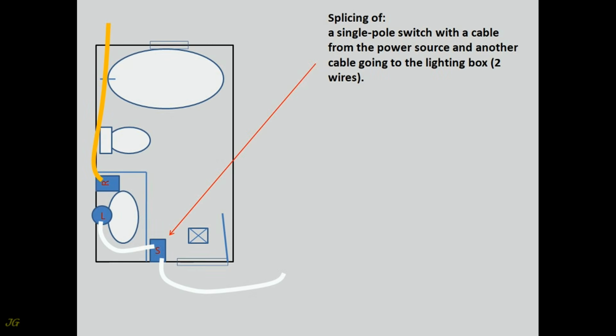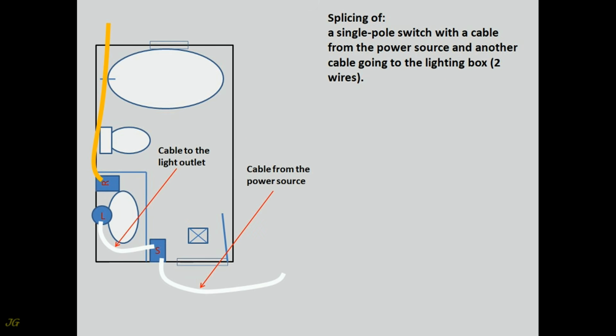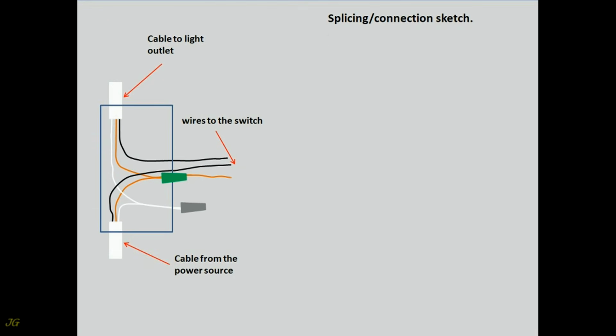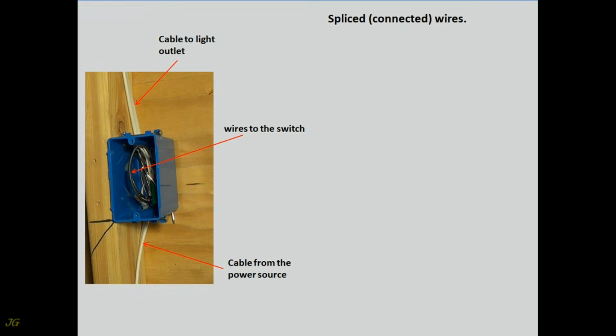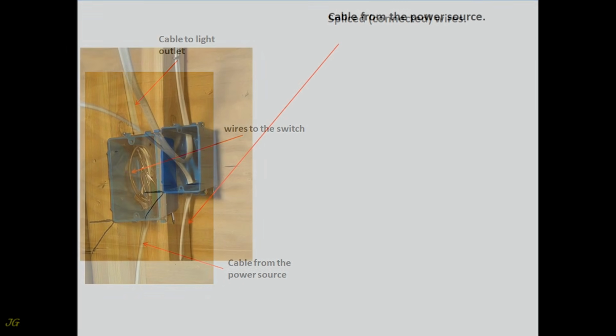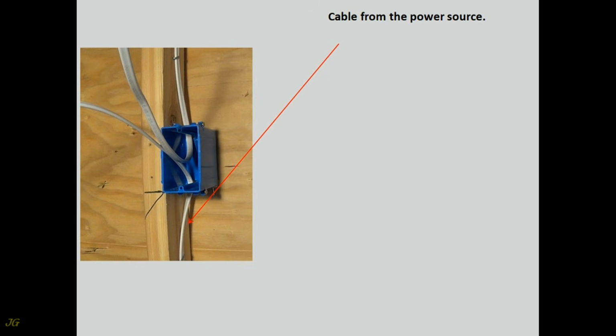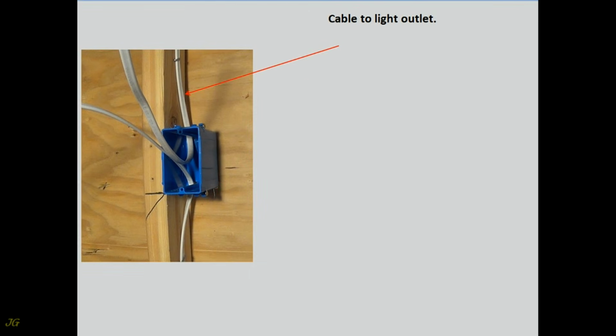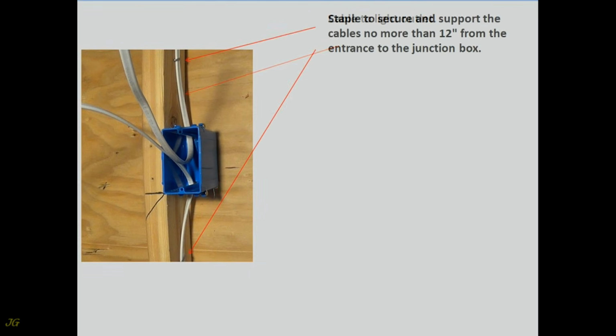Splicing of a single pole switch with a cable from the power source and another cable going to the lighting box, 2 wires. Splicing, connection sketch. Spliced, connected, wires. Cable from the power source. Cable to light outlet. Staple to secure and support the cables no more than 12 inches from the entrance to the junction box.